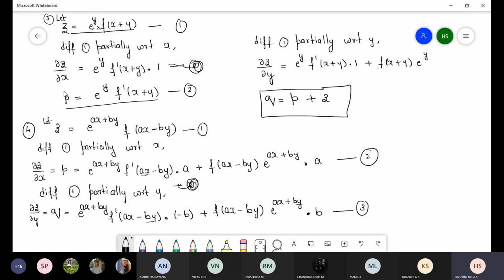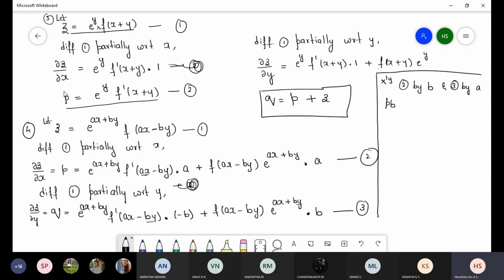Now, I will write here continuation of the fourth problem. Multiply equation 2 by b and equation 3 by a. What do we get here?